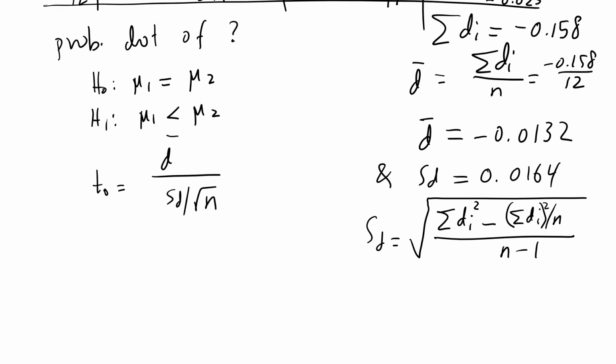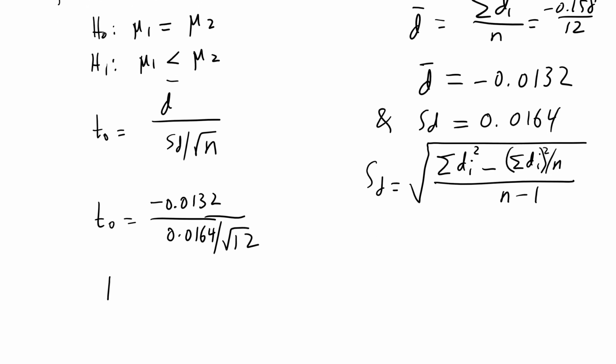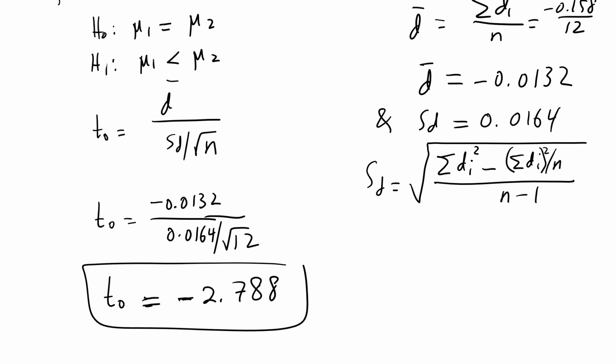So from here we can find t sub 0. D bar is negative 0.0132. SD is 0.0164 divided by the square root of n, which is 12. So t sub 0 is negative 2.788. That's t sub 0, that's the t statistic value.